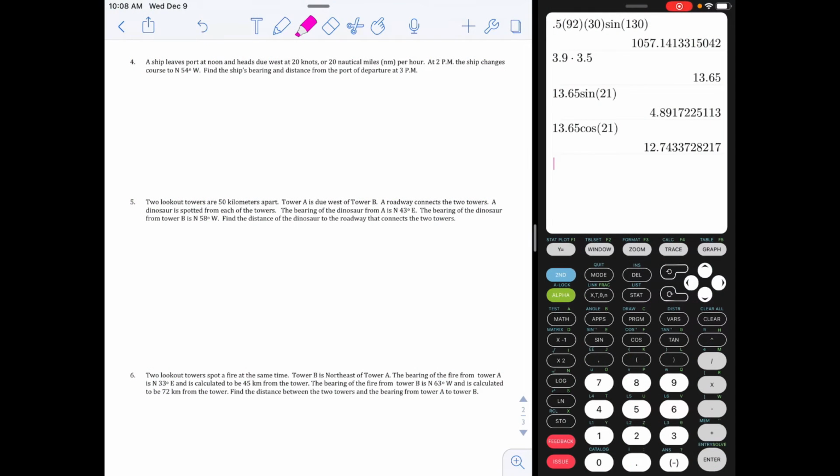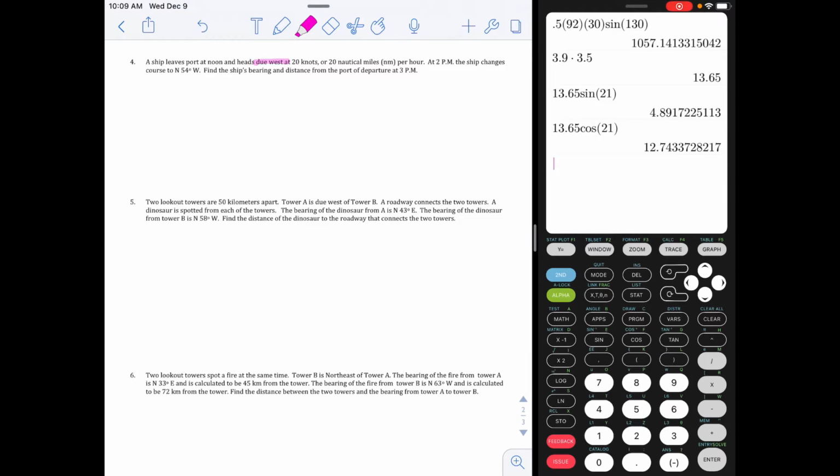Alright guys, like I said in part 2, we're going to jump into more bearing problems. So for example 4, a ship leaves port at noon and heads due west, so perfectly west, at 20 knots, or 20 nautical miles per hour, okay, same thing. At 2 p.m. the ship changes its course to a northwest bearing of 54. Find the ship's bearing and distance from the port of departure at 3 o'clock.